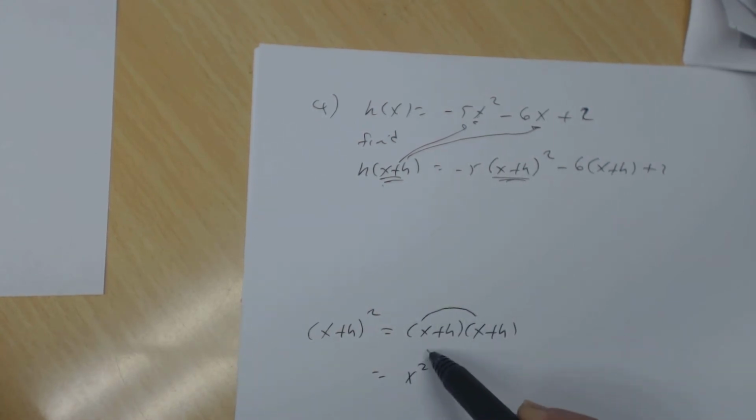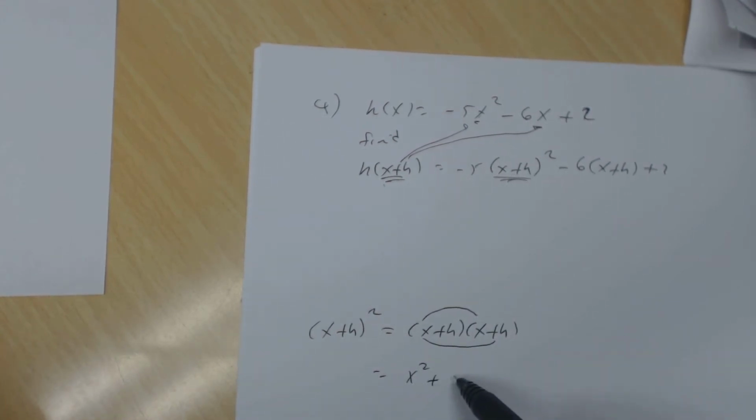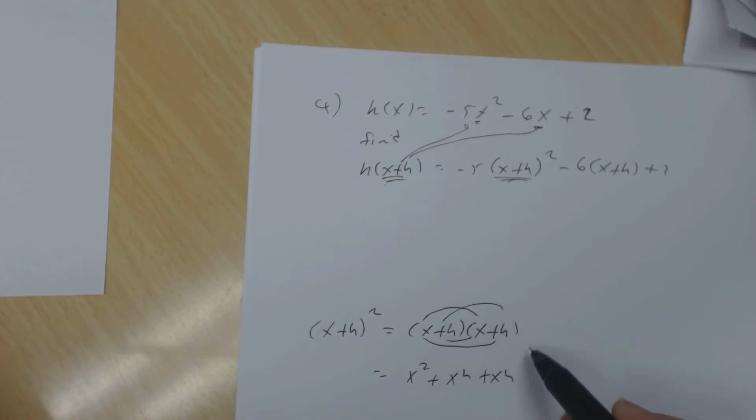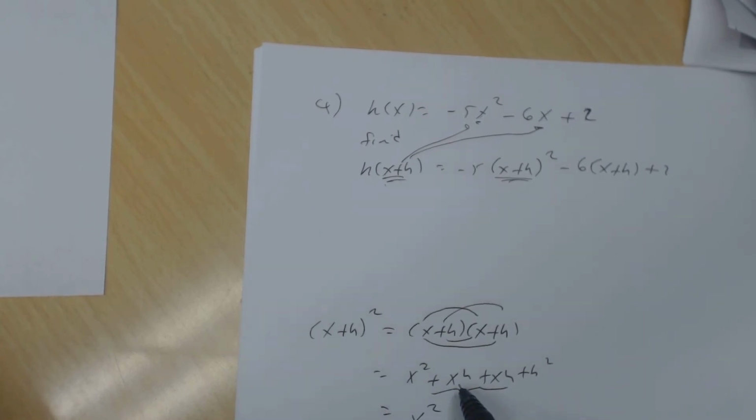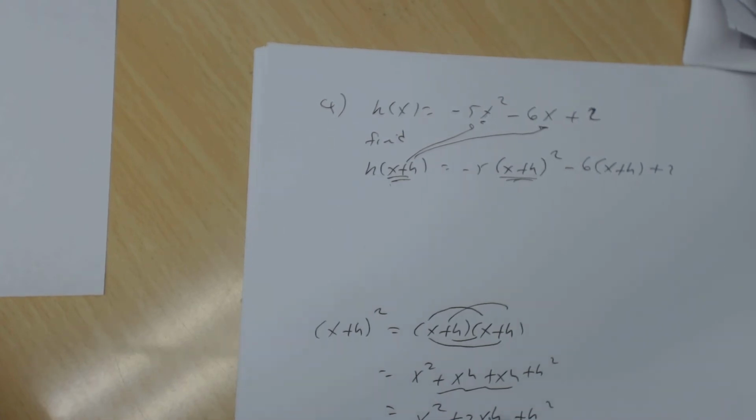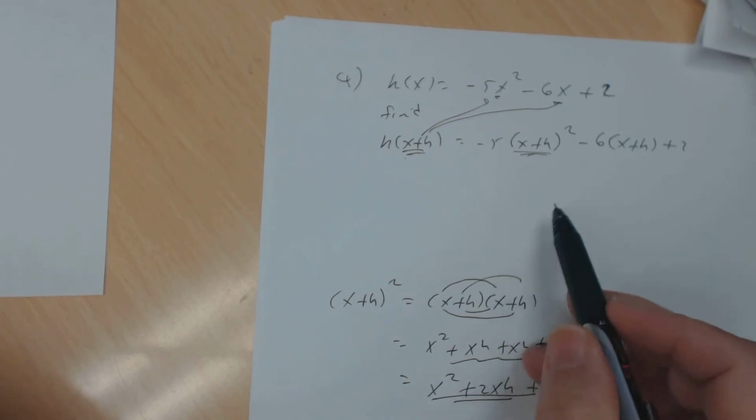X times x is x squared. The outer is xh. X times h is xh. The inner, h times x, is the same thing as x times h. And then the last, h times h, is h squared. And then combine like terms, I can combine these two. So I get x squared, and xh plus another xh is 2xh, and then plus h squared. And now that right here goes here.